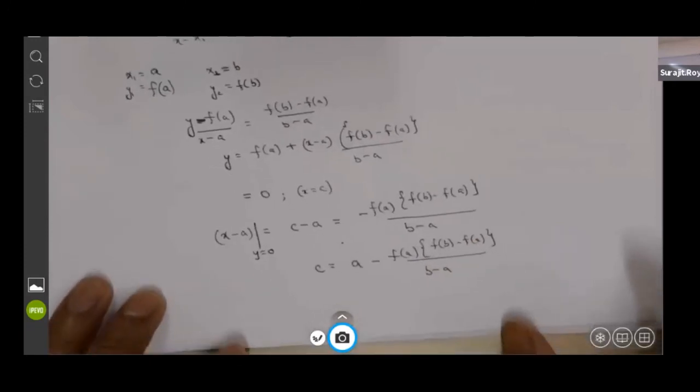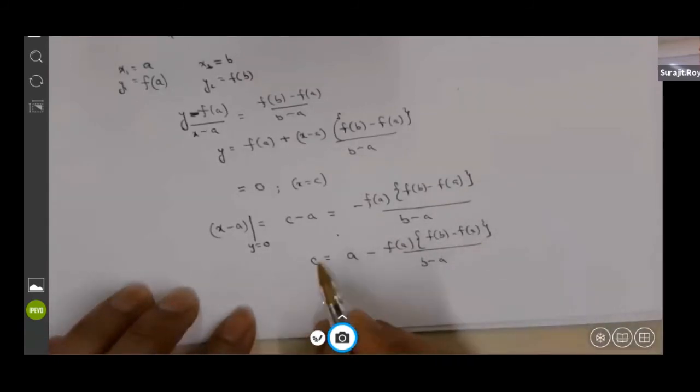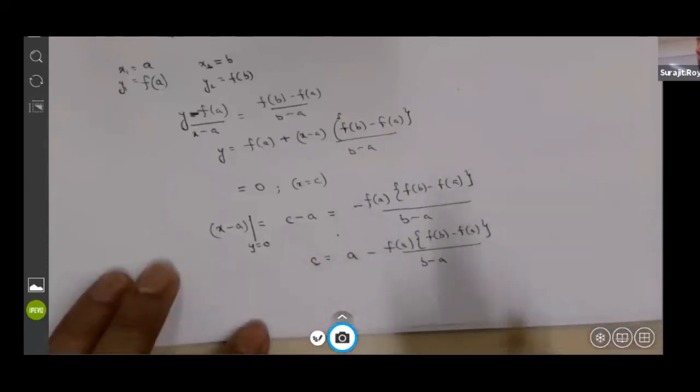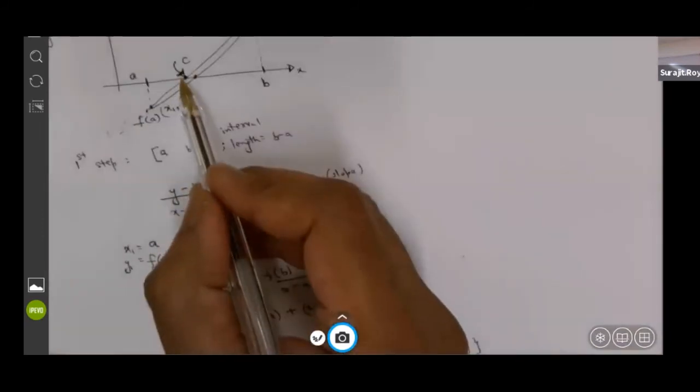So I can basically stop, or I can keep on simplifying it to find the value of c. You can simplify it further, but I'm just stopping at this point. And this point basically tells me this is the value of x after the first step.